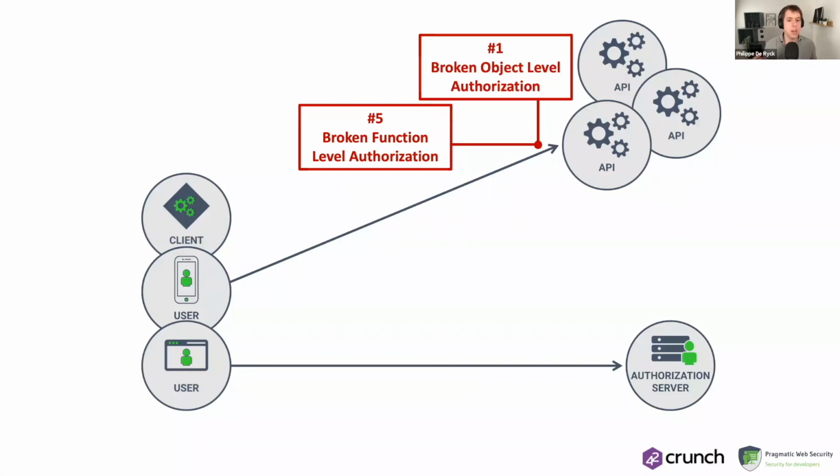That's basically when a user is making a request to an API, and the API is trying to enforce a security decision. When something goes wrong there, the API doesn't do that or doesn't do that correctly. That's when we have number 1 or number 5.